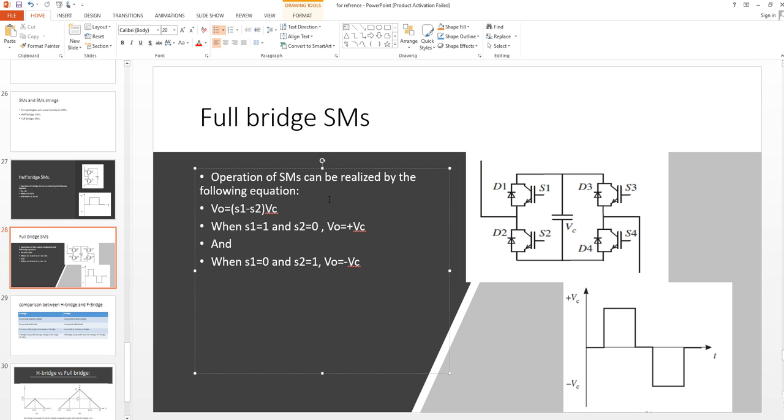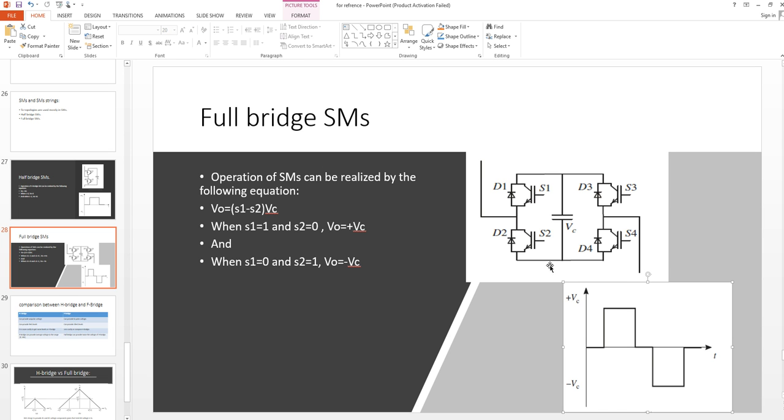If S1 is 1 and S2 is 0, putting the values of these variables into this equation, we get the voltage plus Vc. If S1 is 0 and S2 is 1, we get minus Vc. And if both S1 and S2 are 0, we get 0 output voltage. So you see, using the full bridge submodule, we can get 3 levels.